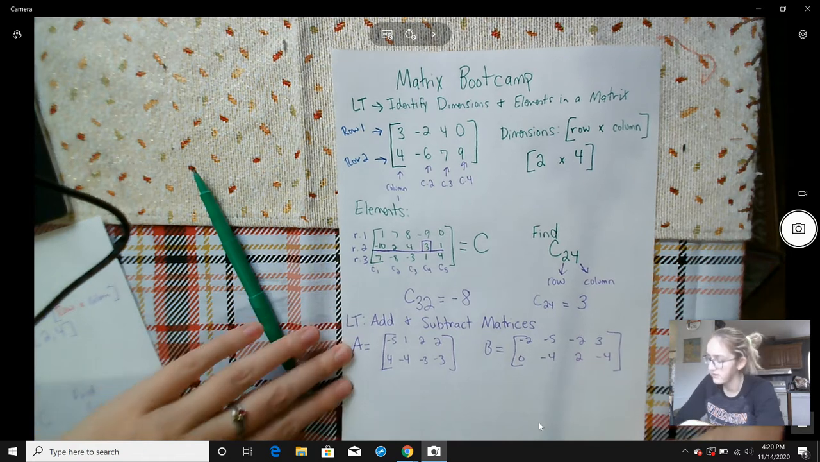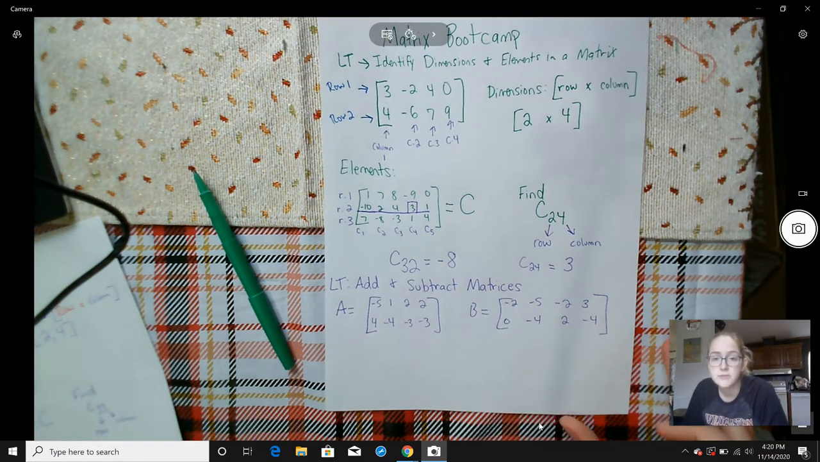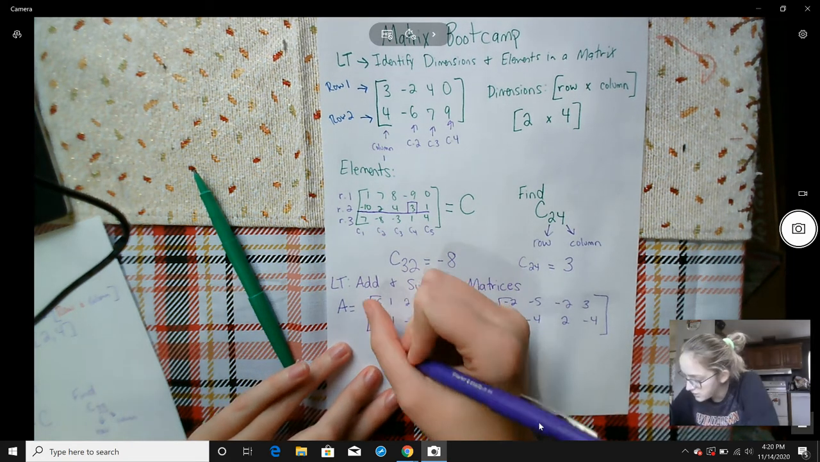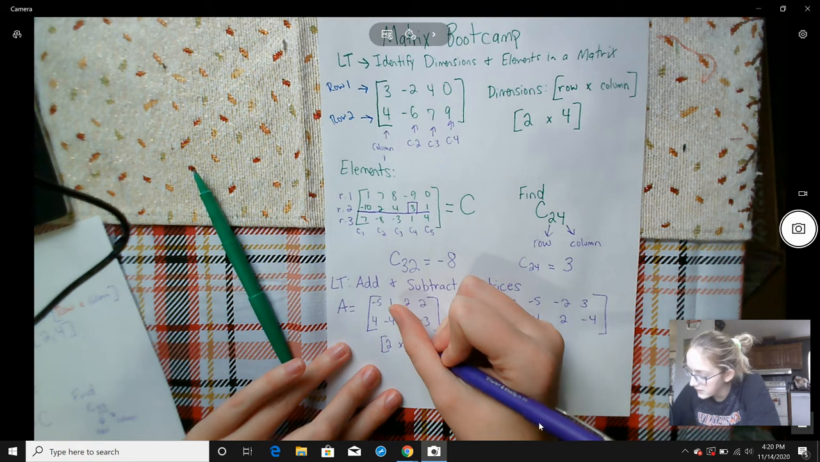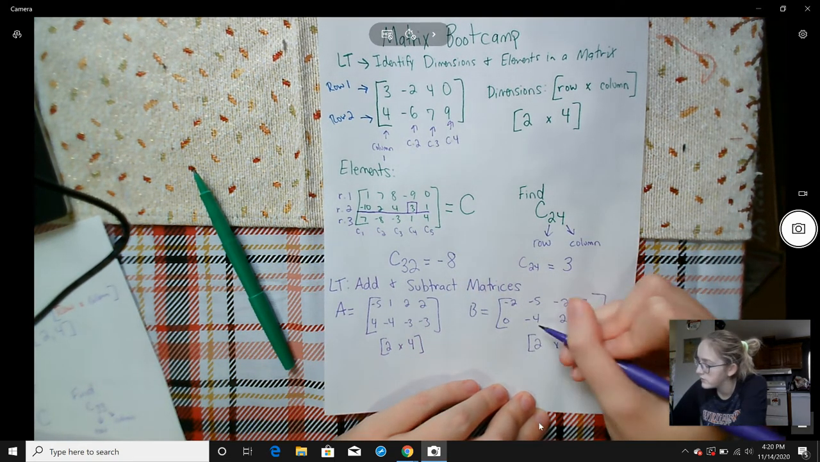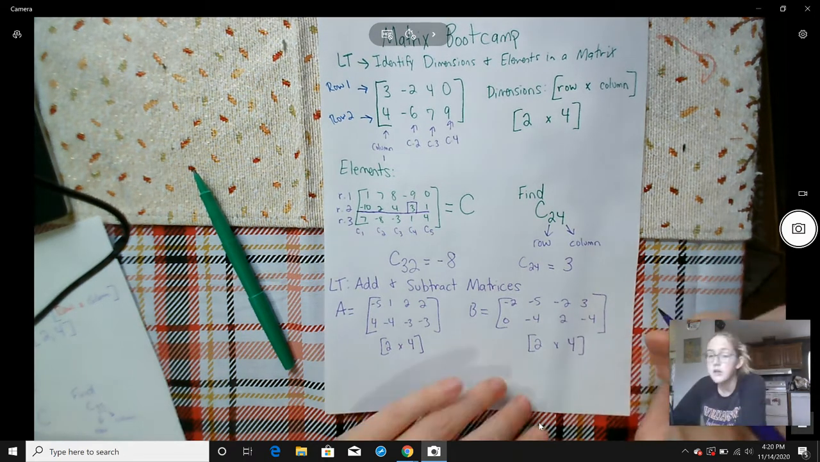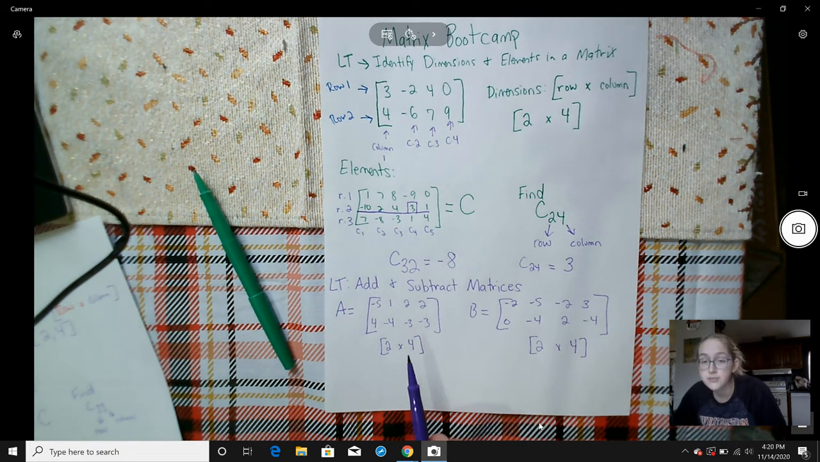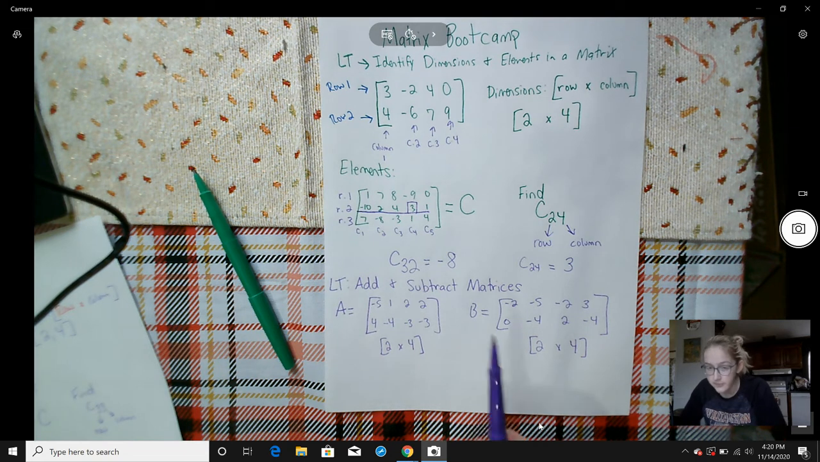So the first thing you're going to want to do if you're adding or subtracting matrices is check the dimensions of both matrices. So for matrix A, we have 2 rows, and we have 1, 2, 3, 4 columns. For matrix B, we have 2 rows, and we have 1, 2, 3, 4 columns. So it's very important when you are adding or subtracting that the 2 matrices have the same exact dimensions. You cannot add or subtract matrices that do not have the exact same dimensions. Okay, write that down on your paper. Pretty important.